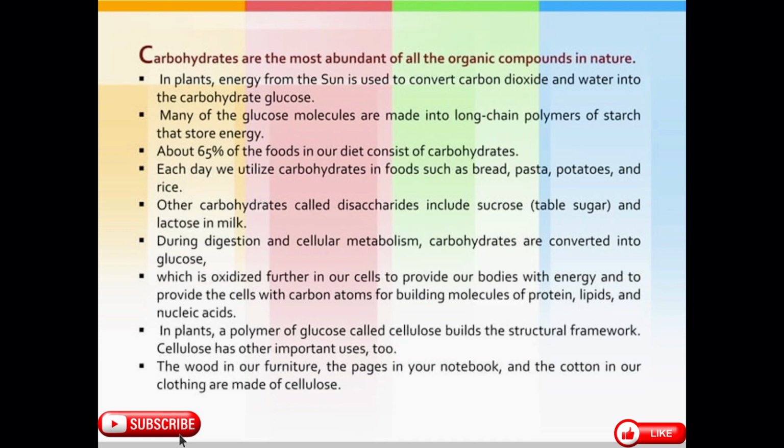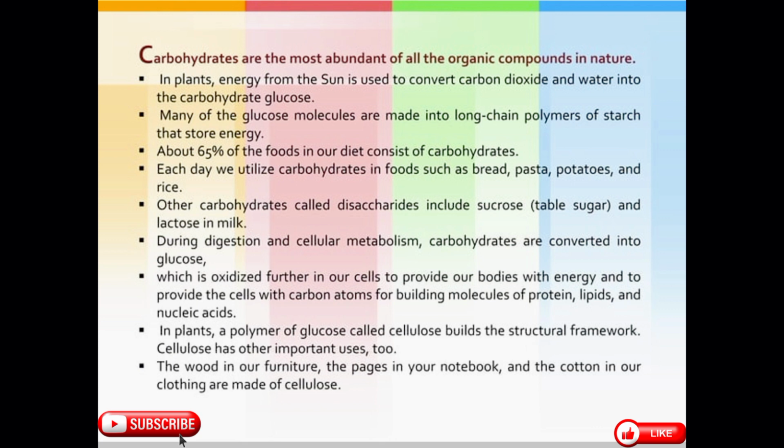Carbohydrates are the most abundant of all organic molecules present in nature. In plants, energy from the sun is used to convert carbon dioxide and water into the carbohydrate glucose. Many glucose molecules are made into long-chain polymers of starch that store energy. About 65% of the food in our diet consists of carbohydrates, such as bread, pasta, potatoes, and rice. Other carbohydrates called disaccharides, meaning two sugar units, include sucrose, commonly known as table sugar, and lactose in milk.